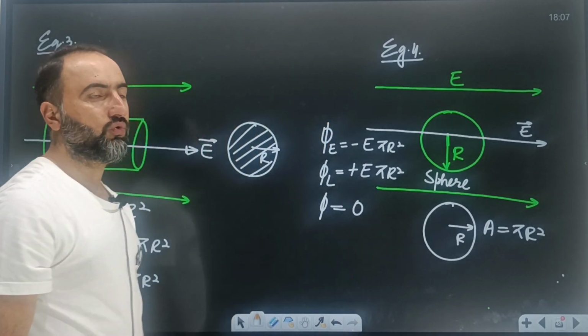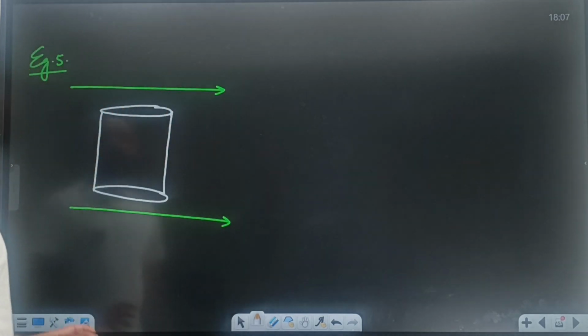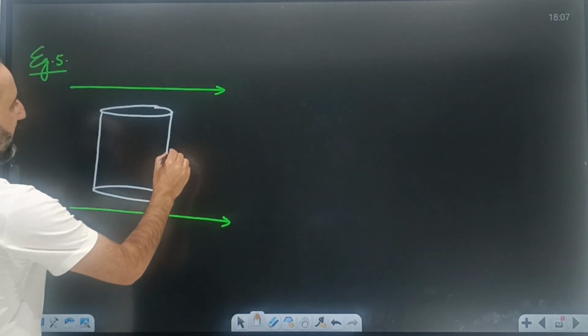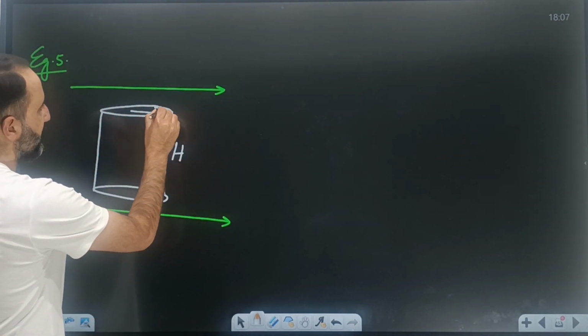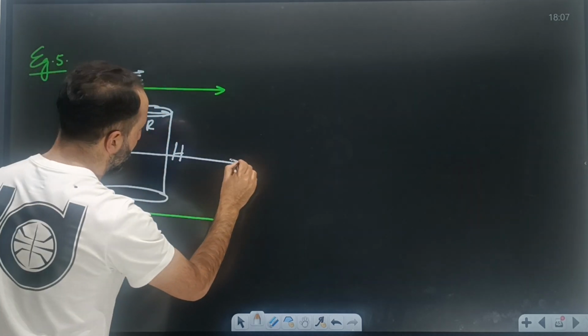That is equal to 0. So we are done with this example. देख लीजिए बेटा, example number 5. This is a cylinder whose height is equal to h and the radius is equal to r, and this is the electric field. ठीक है बेटा, so these are the electric field lines.